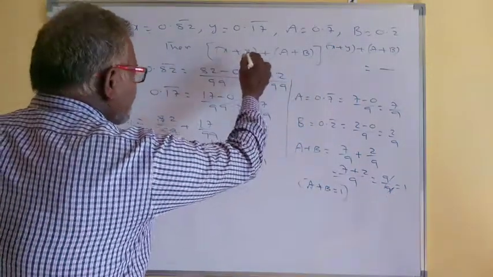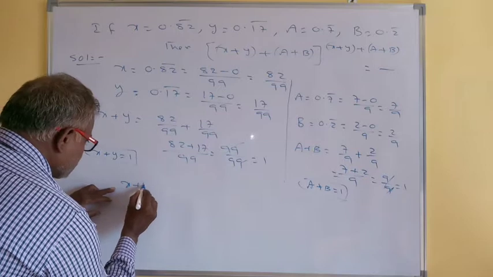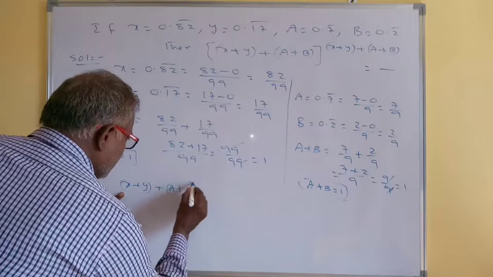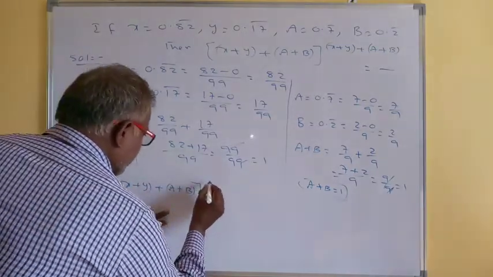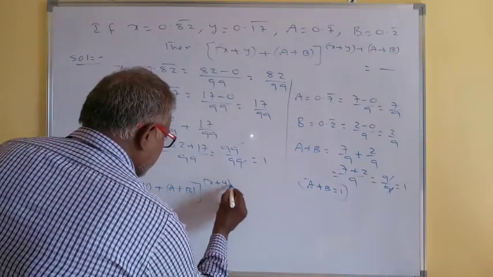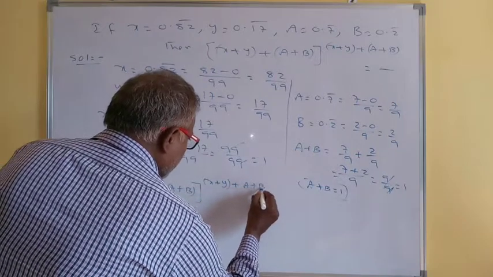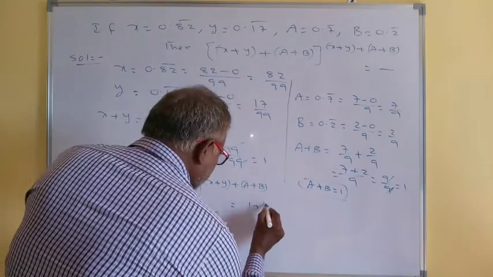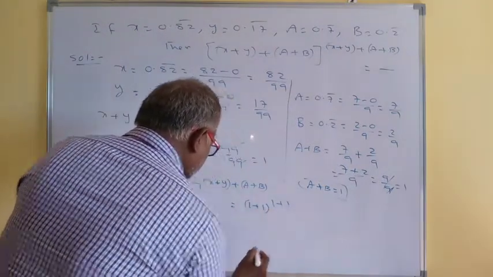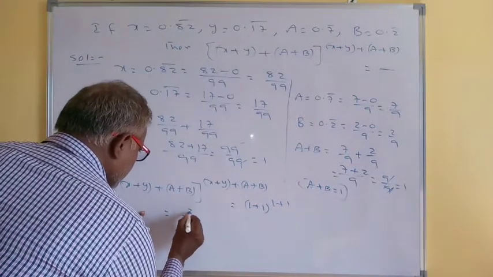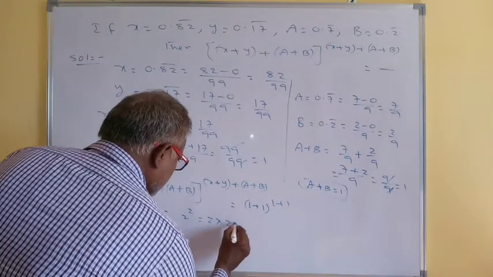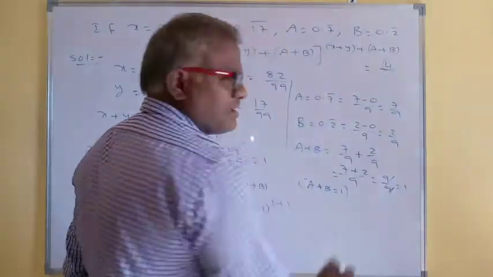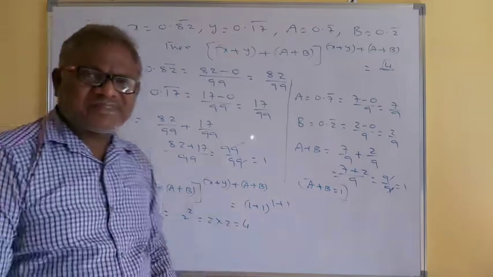Therefore, actual our requirement is (x plus y) whole power (a plus b). Okay. So what is the value of x plus y? 1. a plus b is 1. Whole power 1 plus 1. So 1 plus 1 gives us 2, power 2. That means 2 into 2. 2 square means 4. So this value is nothing but 4.